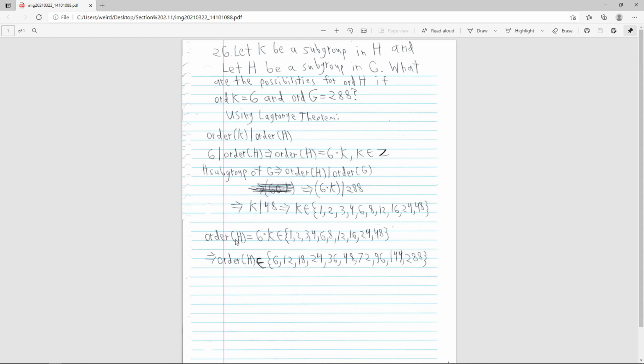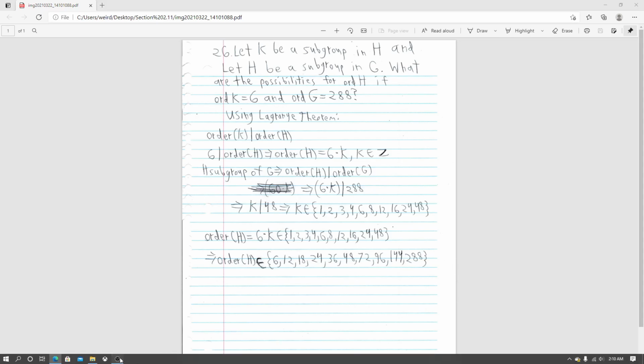So order of H is equal to 6 times K, and K is included in that set, so order H is included in 6 times all these numbers, basically. So 6, 12, 18, 24, 36, 48, 72, 96, 144, and 288. Those are the possibilities for the order of H, to be any of these orders. And that's it.